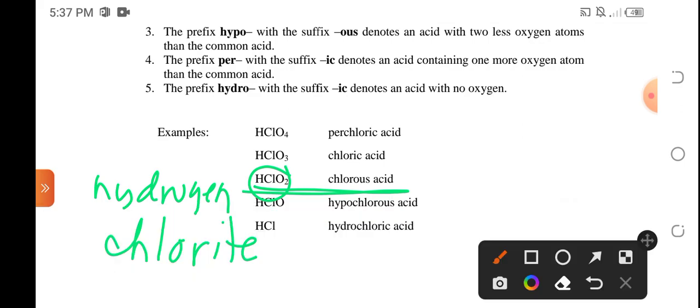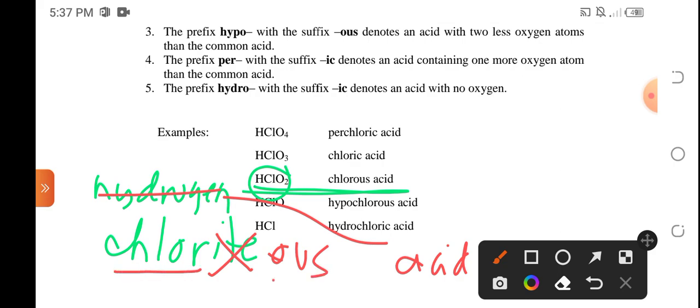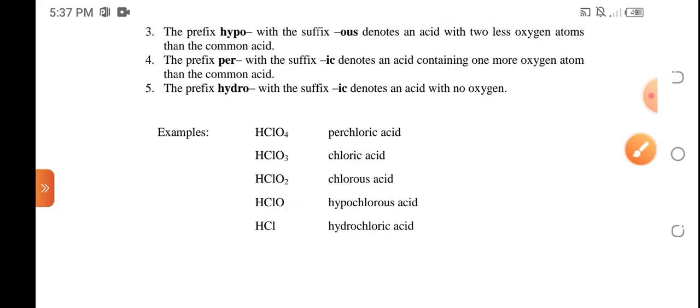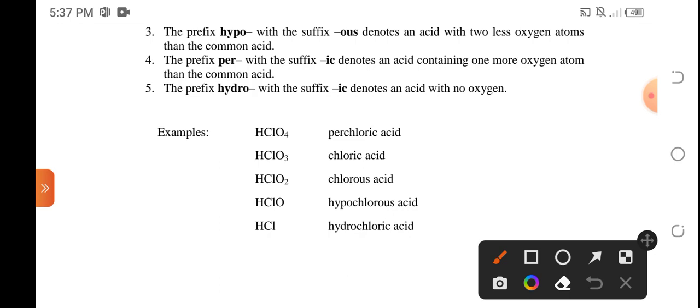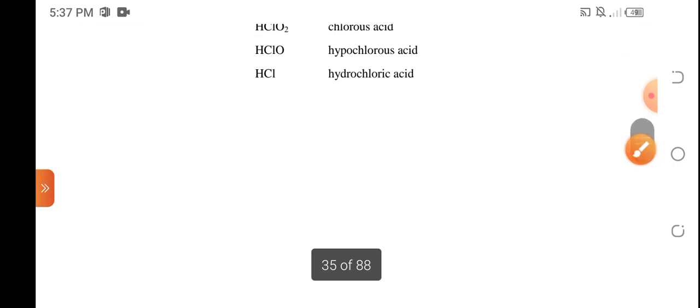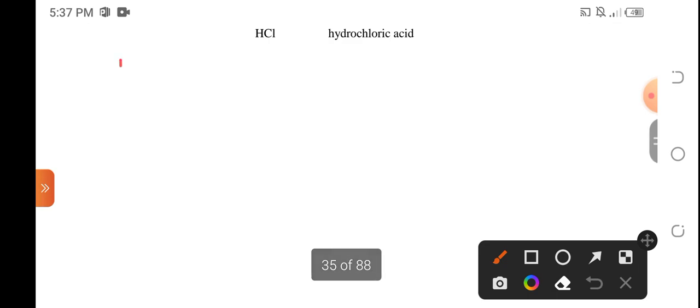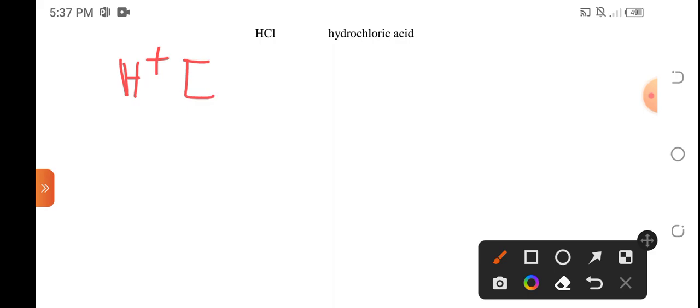Okay? How do you convert this to acid's name? So, of course, the hydrogen will be replaced by the word acid. Okay? And then the ITE will be changed and will be replaced by OUS. So, chlorous acid. Okay? So, may tatlong rules sa naming ng acid. If the name of the anion, okay, ito na lang. Of course, acids always has hydrogen on them. So, nagbabago lang yung identity ng anion na kasama nila.